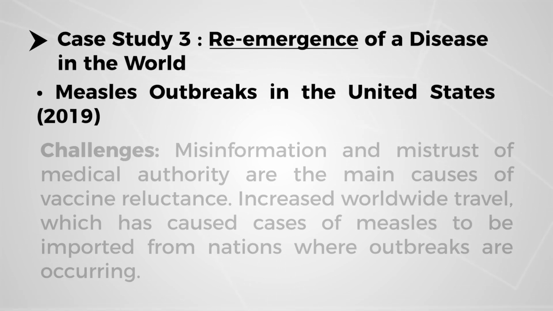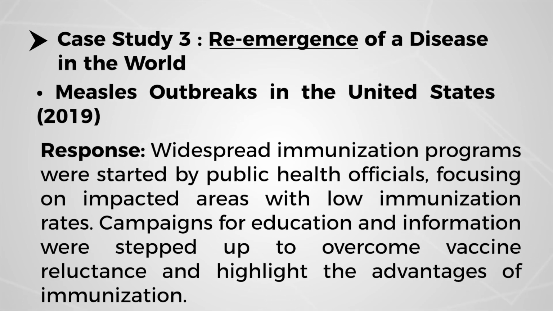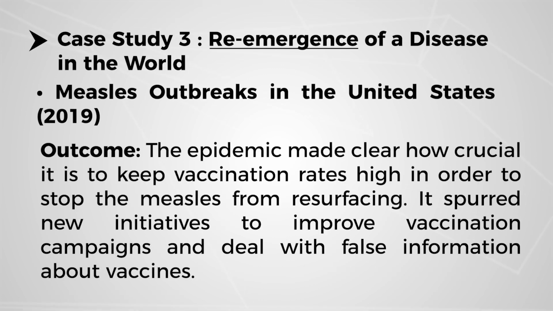So what are the responses? Widespread immunization programs were started by the public health officials, focusing on the impacted areas with low immunization rates. Then campaigns for education and information were stepped up to overcome vaccine reluctance and highlight the advantage of immunization. So what are the outcomes because of that? The epidemic made clear how crucial this is, and it spurred new initiatives to improve vaccination camps and also deal with false information about vaccinations. So there are some people who are not ready to get the vaccines.